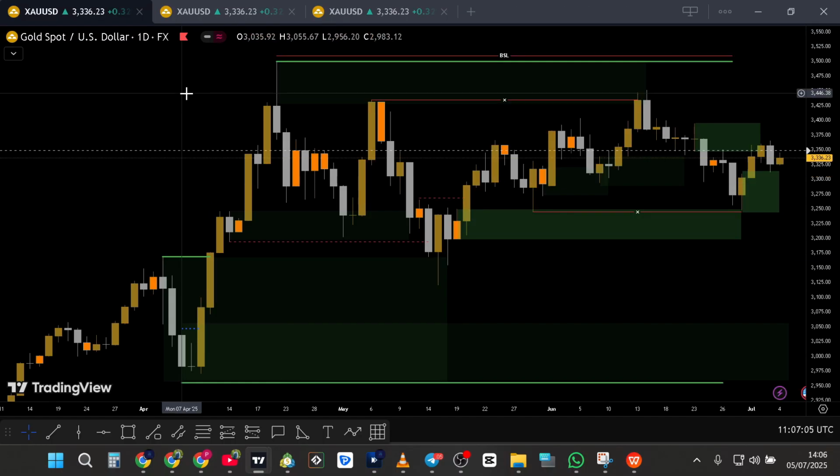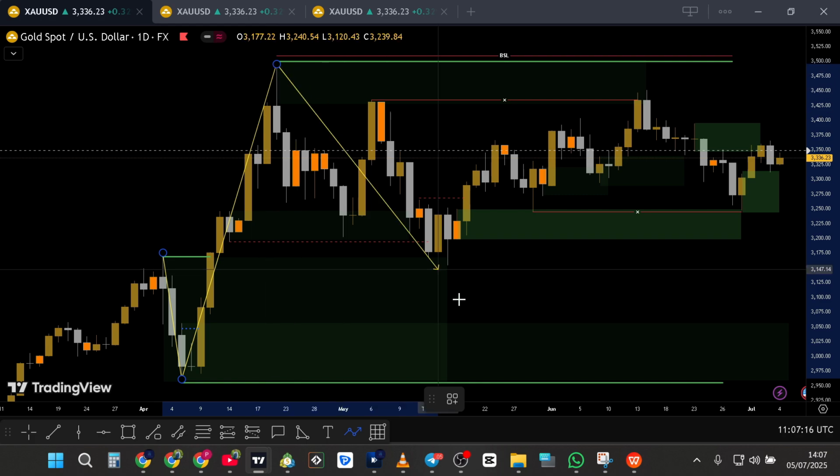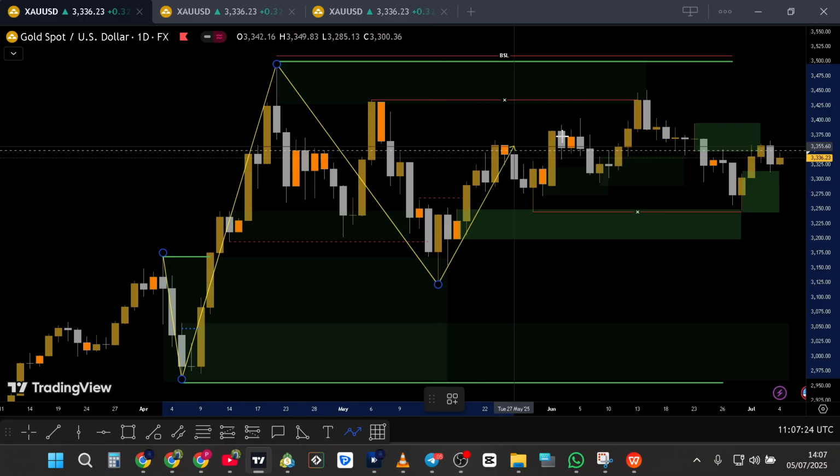Yes, so last but not least, gold. What are we seeing? From my perspective, this is my structure from that low, so playing between that high and that low. Price has fairly pulled back to below the 50 percent, the equilibrium of the fib, so maybe we could be seeing some moves to the upside.